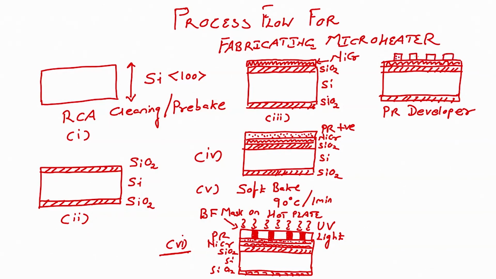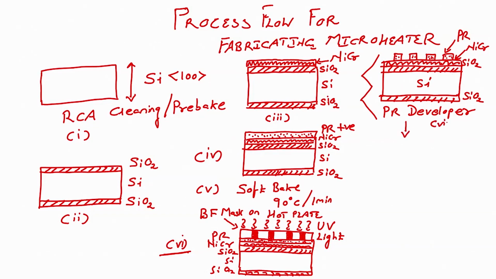then what do you have? You have photoresist, you have nichrome, SiO2, SiO2 with this step, right. When you dip the wafer in photoresist developer, you have this pattern. Now you can perform after this next step.